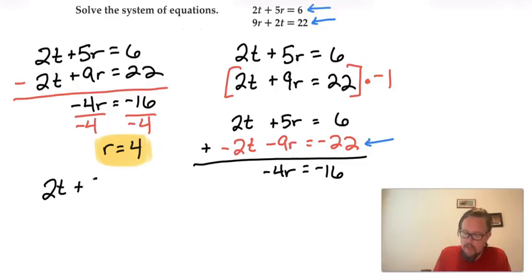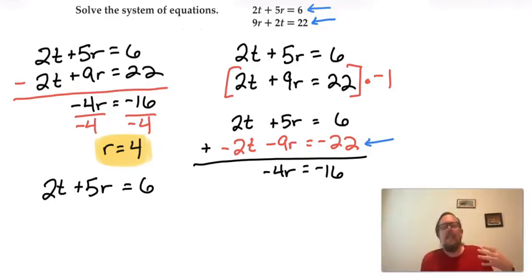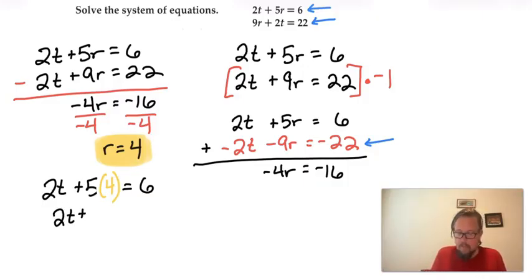2t plus 5r equals 6. That's the one I'm going to use because it's got the smallest coefficients. There's no negatives. Again, no matter which one you plug it into, you will get the same answer. It will be correct no matter which equation you use, but I'm going to choose to use the easy one. So let's substitute 4 in place of r. And then we'll solve it. So 2t plus, and then 5 times 4 is 20.